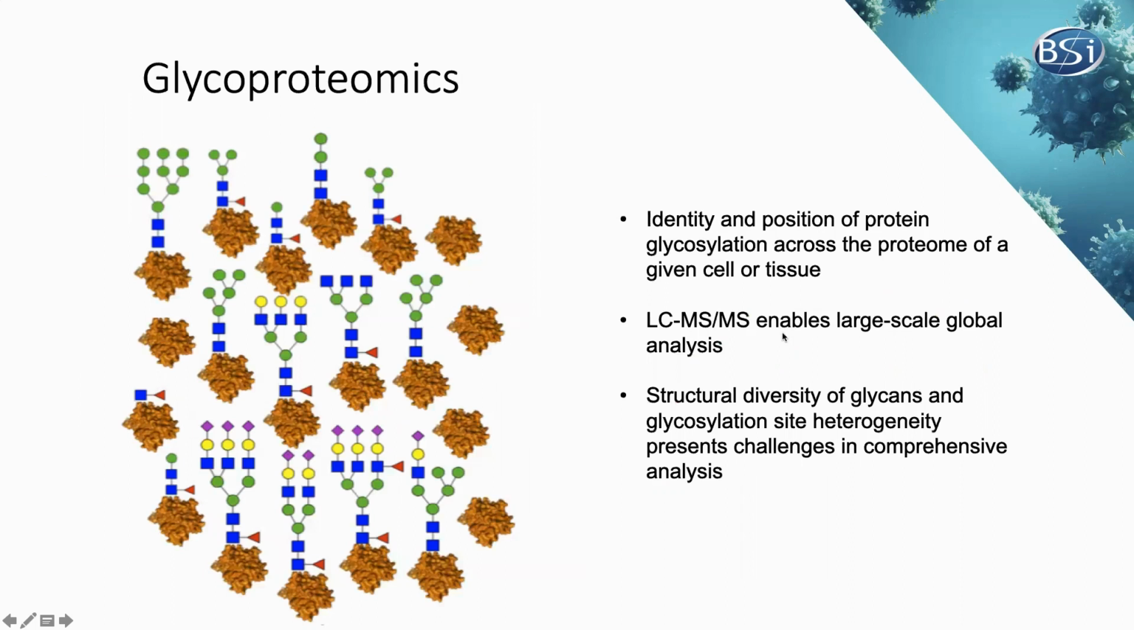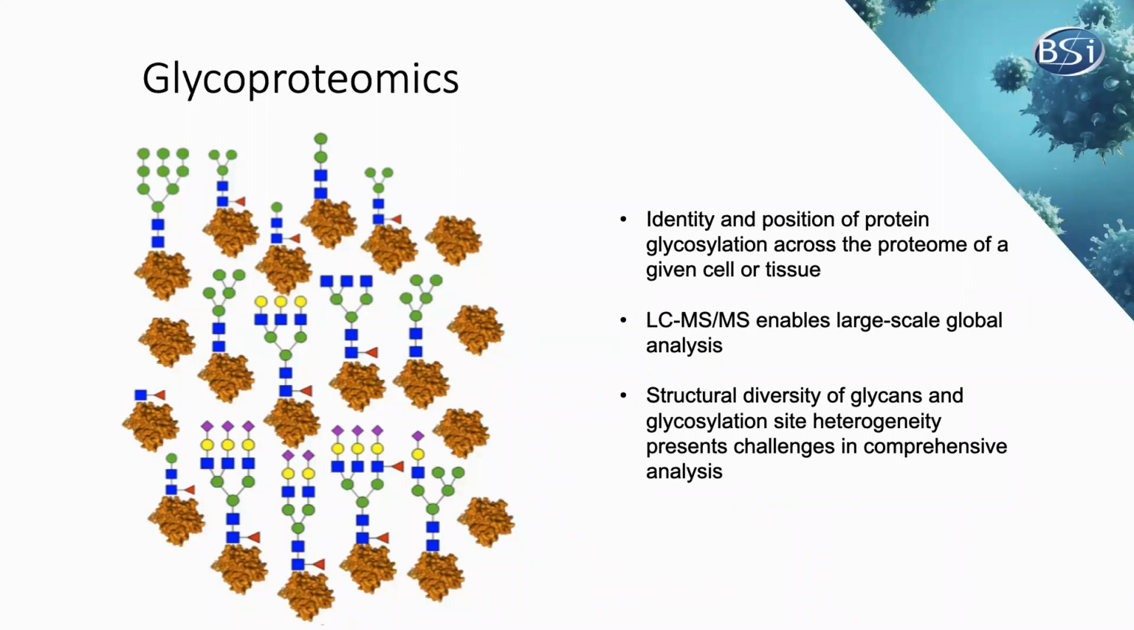And so glycoproteomics aims to identify the identity and the position of glycans on proteins across an entire proteome of a given cell or tissue. And this is achieved mainly by LC-MS analysis, which has enabled this large-scale global analysis of glycoproteins. And it's the structural diversity of glycans and heterogeneity of glycosylation sites, especially with O-link glycans, that presents a significant challenge in terms of a comprehensive analysis and identifying all the glycan identities and glycosylation sites across a proteome.